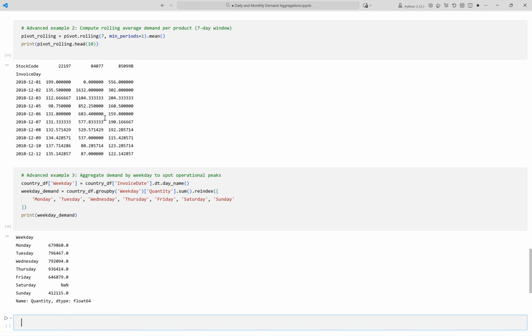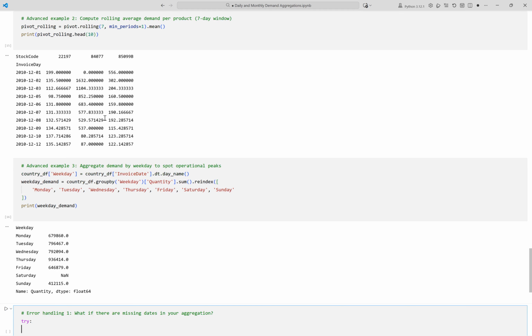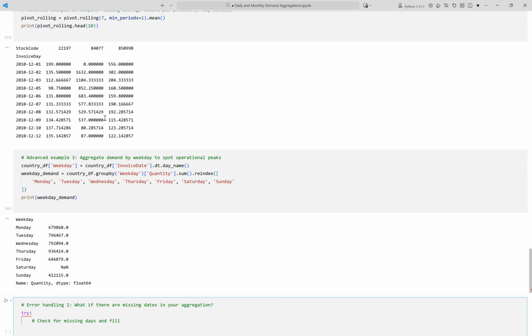Missing days break time series analysis. Let us see how to handle and fill them. We use a try-except block to catch errors. We re-index to a full date range, inserting 0 demand on missing days. We print the result. This smooths out downstream analysis. If an error occurs, we print the error for troubleshooting.